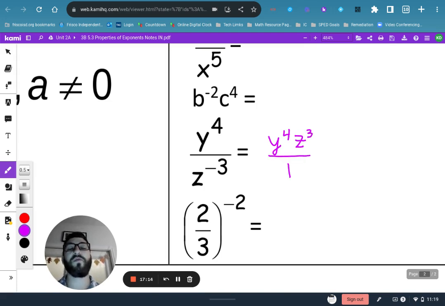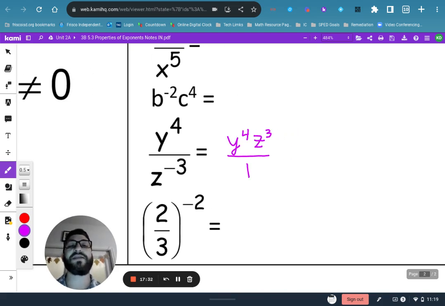And even though I don't have to write it, I want you all to see this. So when that z moved up to the top, I still have that divide by 1. Because when I move things in the fraction, I don't get left over with 0. I get left over with 1 because everything's being multiplied or divided. But do I still have to write y to the 4th, z cubed over 1? I do not. I can just write this as y to the 4th and z to the 3rd. I don't have to include that 1 at the bottom.